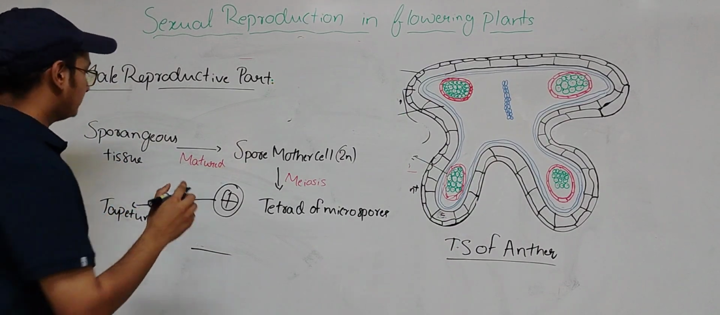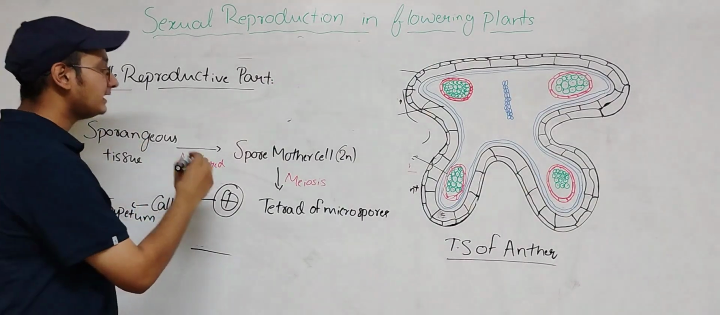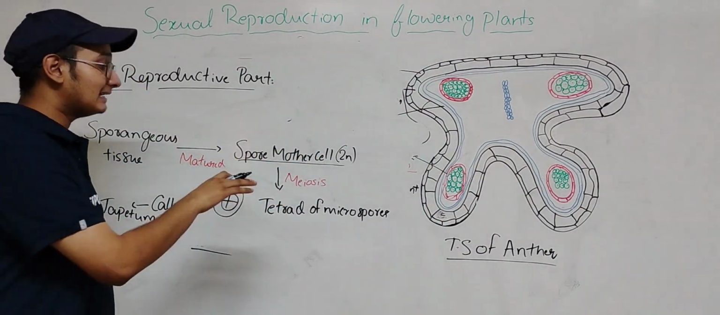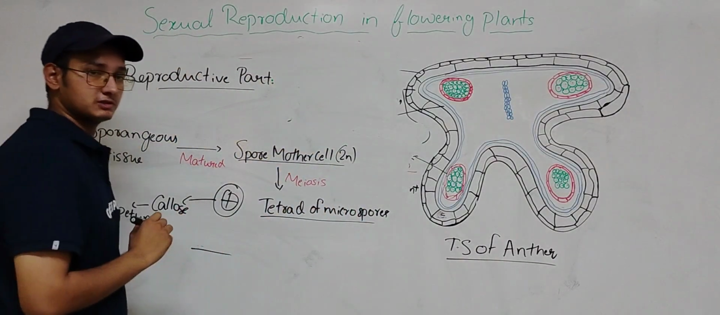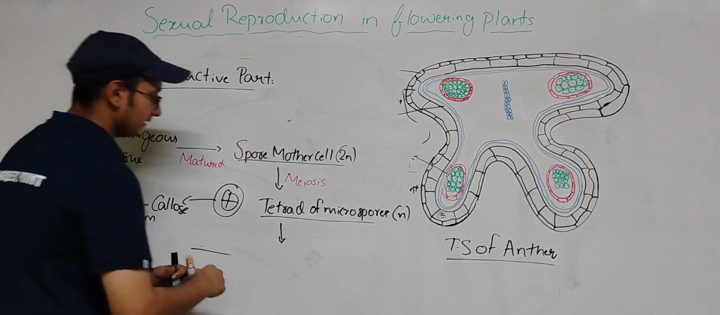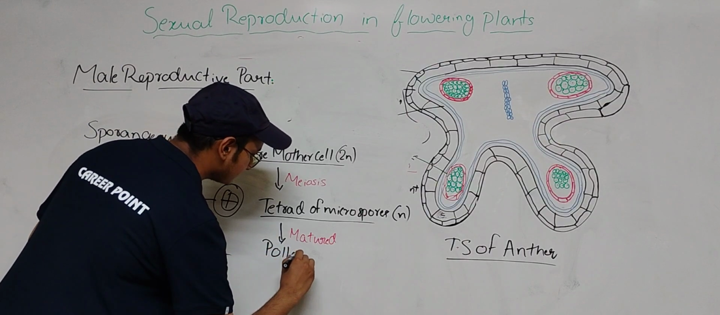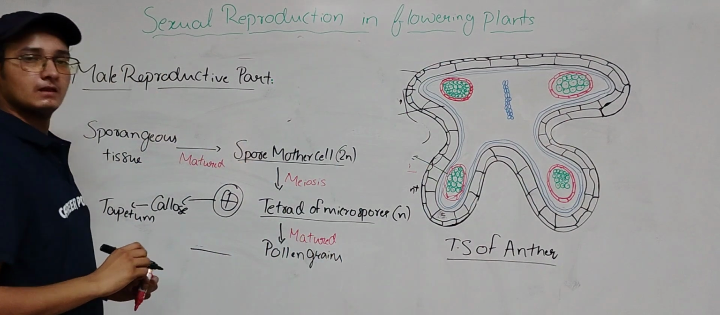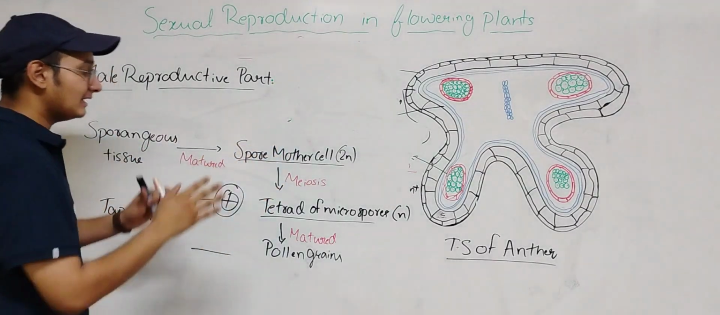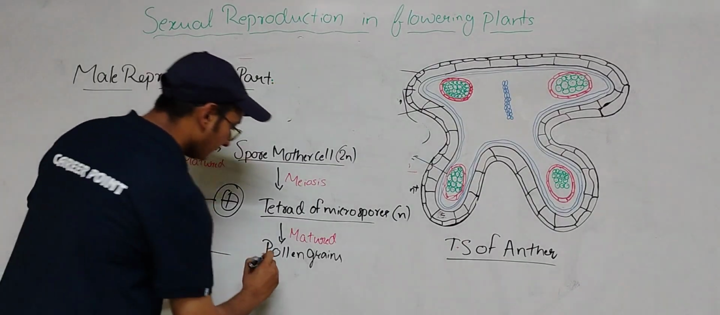So, in the young anther, inside the microsporangia, a homogeneous tissue called sporogenous tissue is formed, and this becomes matured and forms spore mother cell, which is diploid in nature. And this spore mother cell undergoes meiosis and becomes tetrad of microspores, which is haploid in nature. Right? And this tetrad of microspores, they get matured and become pollen grains. 4 cells are present, and this becomes mature and it becomes pollen grains.